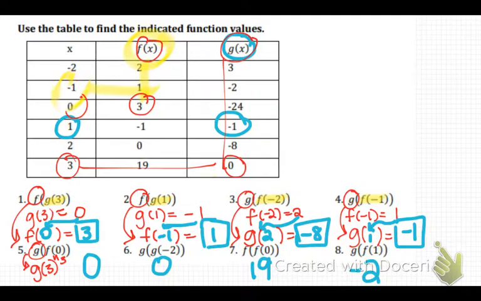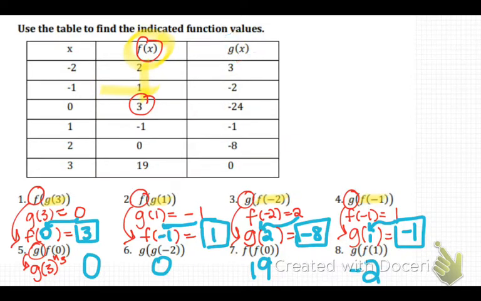On number 6, is it because there's 2 G's? Okay. It's the same exact way. So first I find G of -2, which is what? Do you know what G of -2 is? G of -2, yes, that is 3. Okay. So then now I have to find G of 3. So now I find G of 3, which is 0.